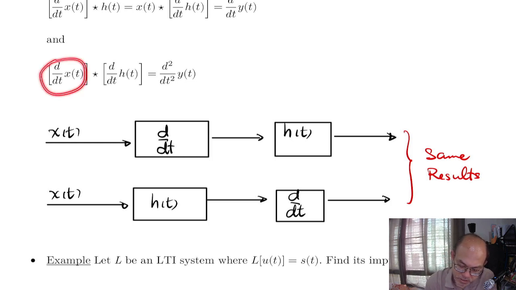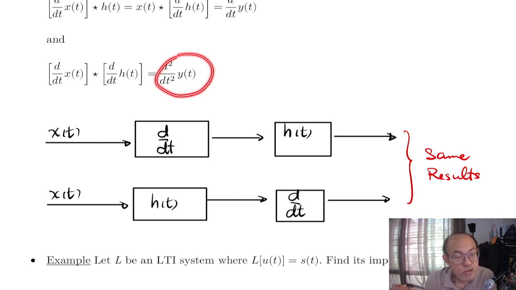Also, if we take a first derivative of both of them, both x and h, with respect to time, and we convolve the results from the derivatives, it follows that the result would be the same as taking the second derivative of y with respect to time.